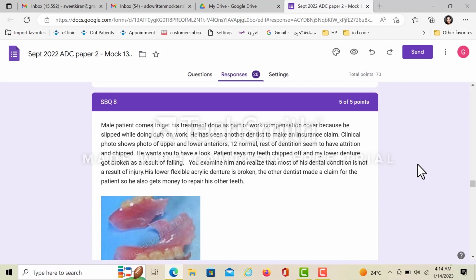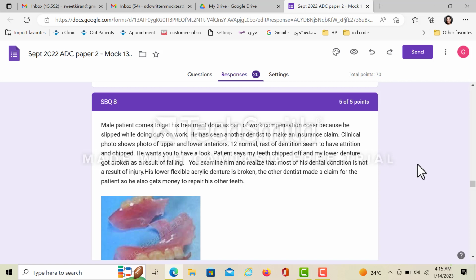He slipped while doing duty at his work, and now he has seen another dentist to make an insurance claim. This patient had a fall while working and probably injured one of his teeth. But when he went to the dentist, the dentist told him he had three, four other issues not related to his fall. The patient claims that the dentist still wrote in the insurance claim form that the rest of the issues are also because of his work-related injury, so that they also get covered and the patient doesn't have to pay anything. You understand?